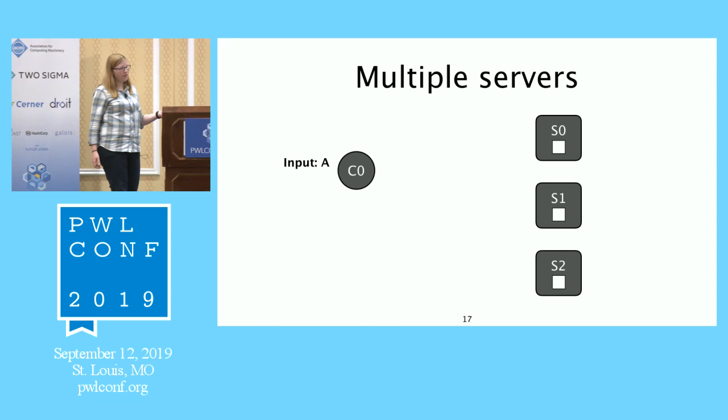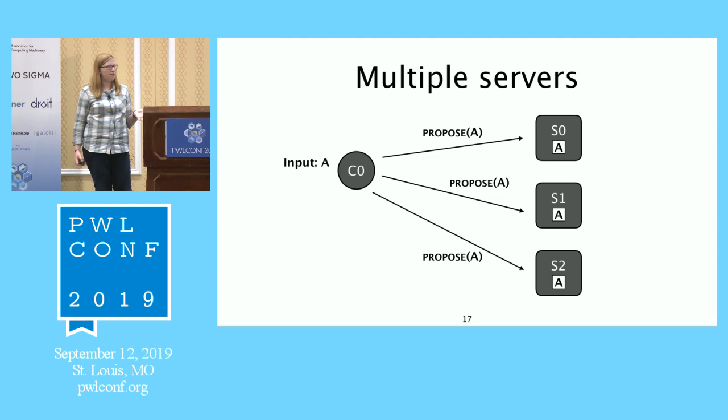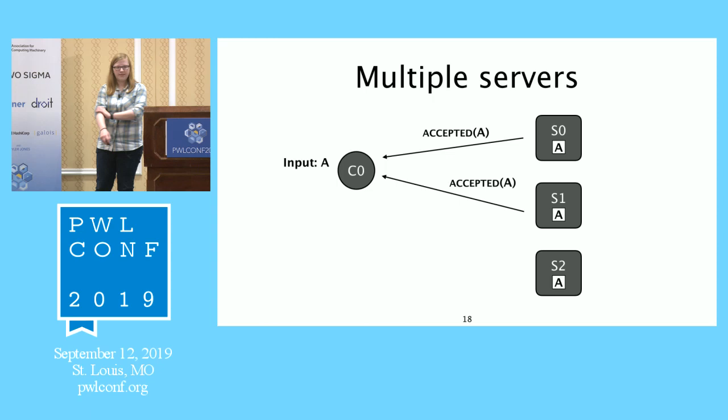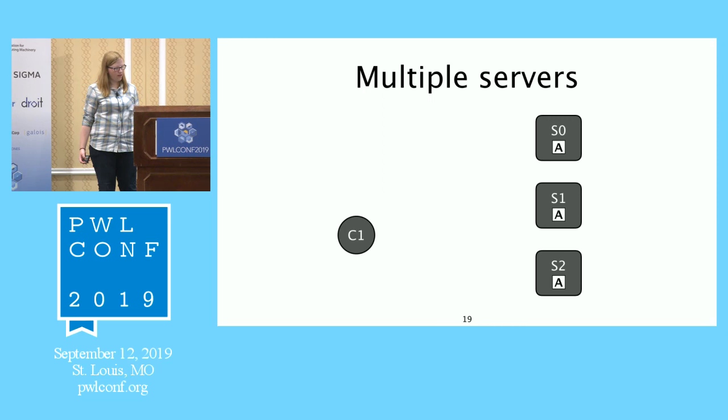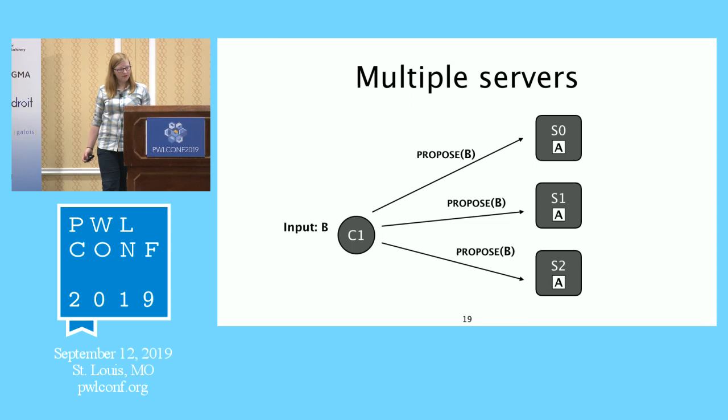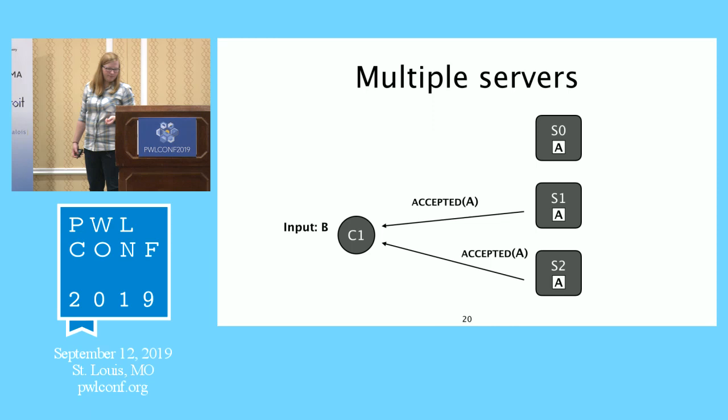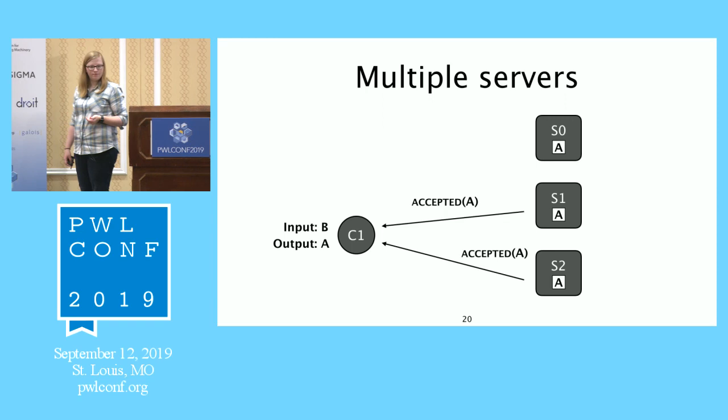So let's look at that in practice. Client comes along, value A, proposes it to all three servers. The servers write the value A to their registers, and they respond with the accepted A message. Client learns that A was decided. Great. Now the client comes along, input value B, proposes. Servers this time again are like, nah, already reached consensus, sorry. It was A that was decided. And the client learns the input value was A. We have got safety, which is great.